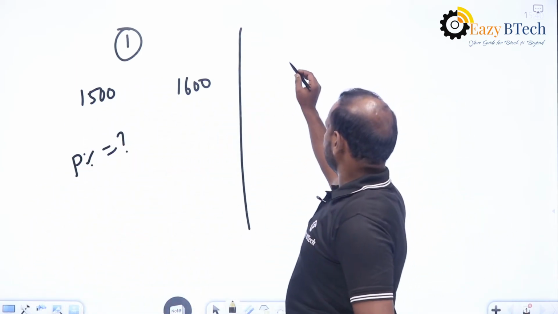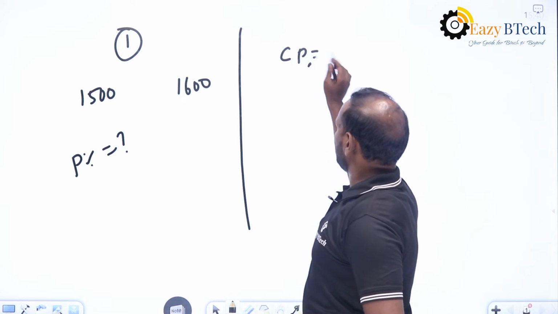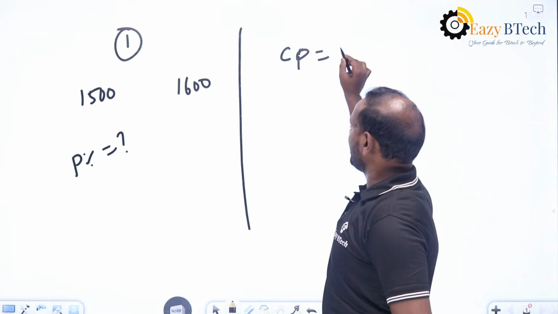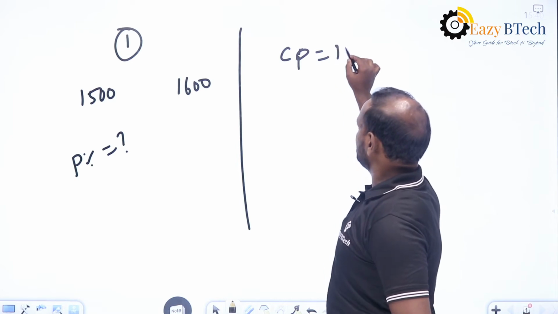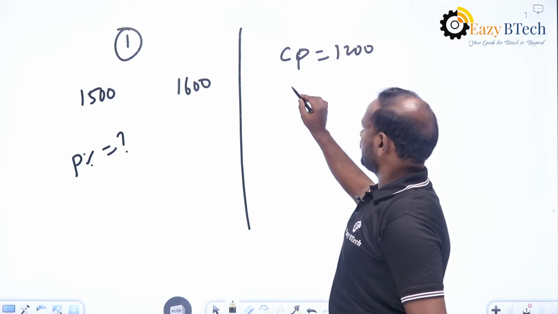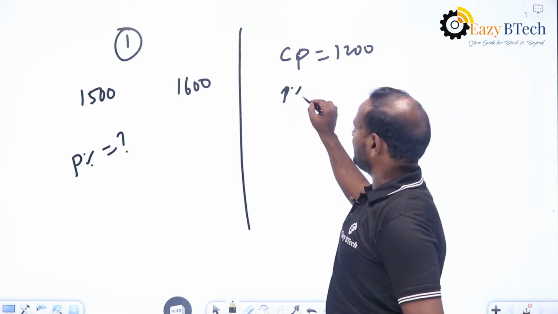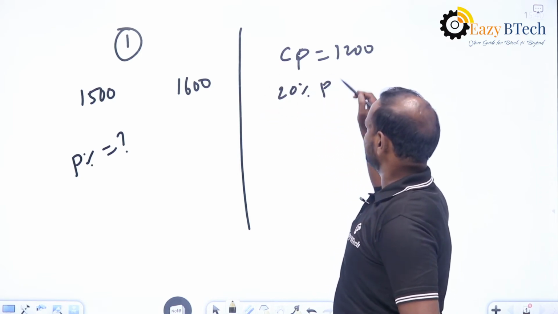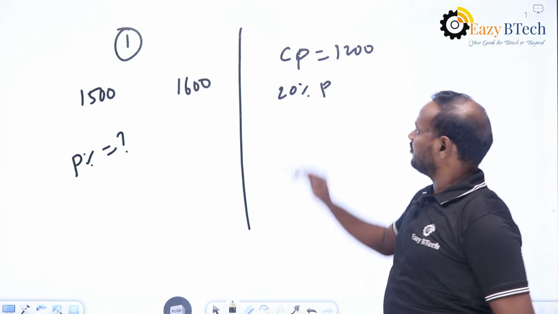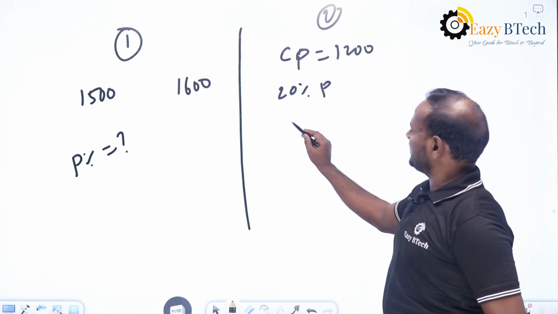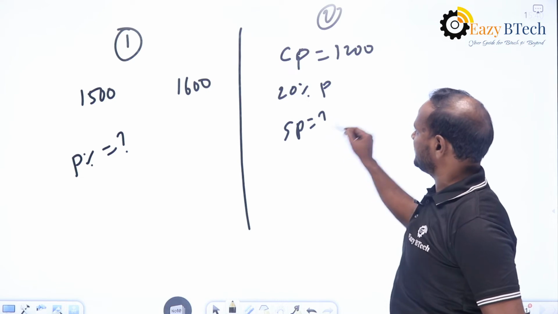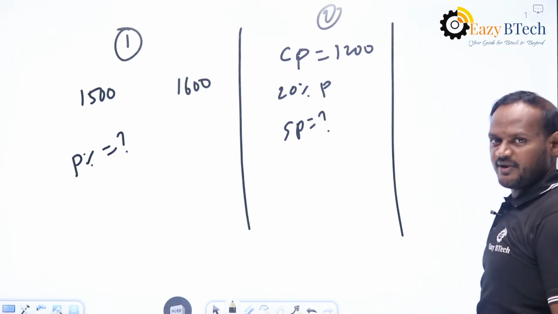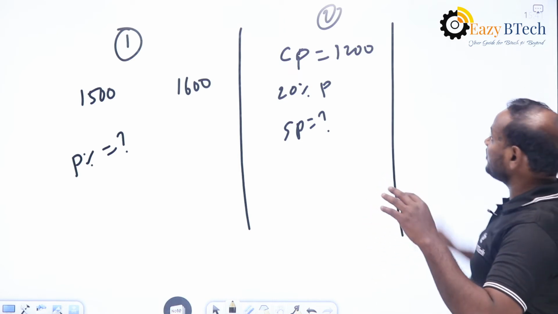Cost price is given. A man bought an article for 1200 and sold it for 20% profit. Model number 2. Find the selling price. Yes, find the selling price. Did you get the story? Screenplay, direction. Let's go for model number 3.